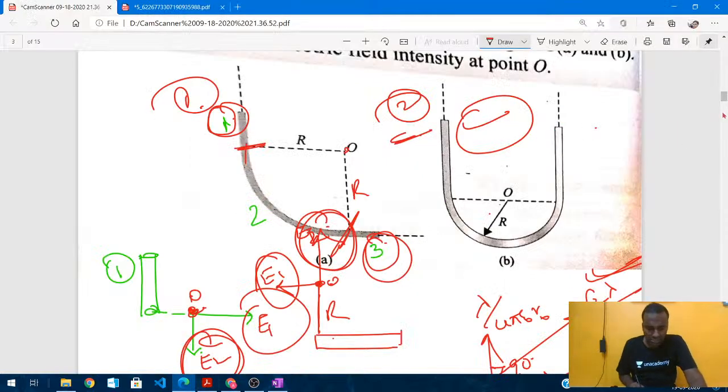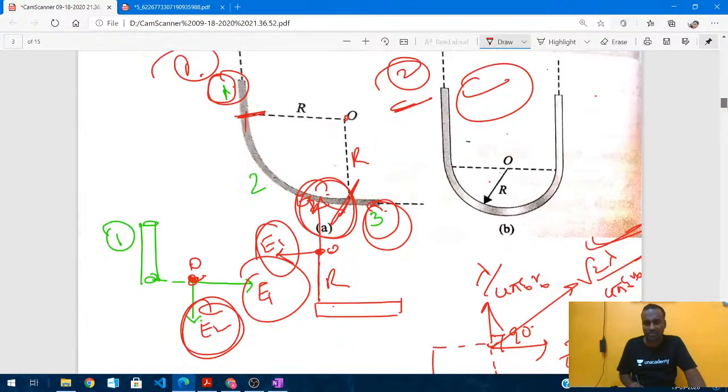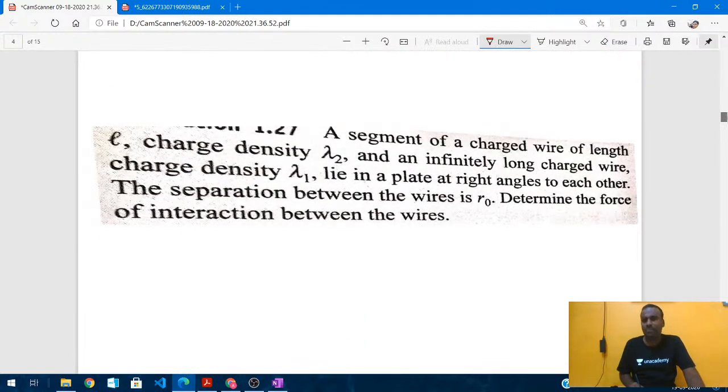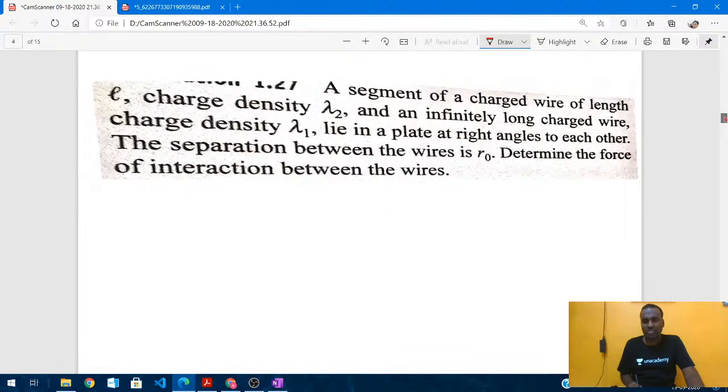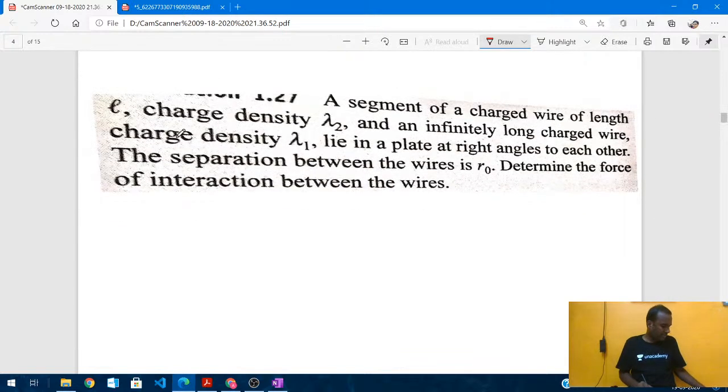Yeah, we'll move on to the next question, the next concept, students. If you see over here, a segment of a charged wire of length L and charge density lambda 2, and an infinitely long charged wire of density lambda 1 lie in a plane at right angles to each other. I will show you the diagram, students.